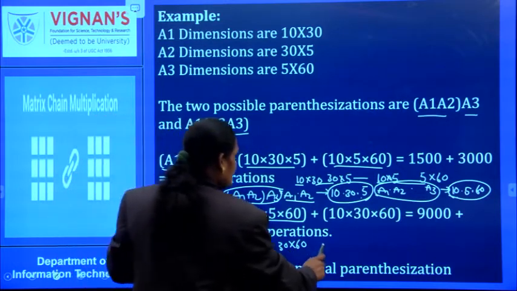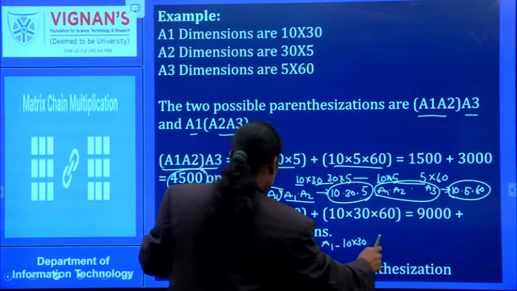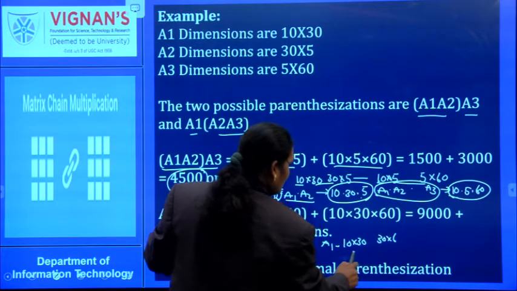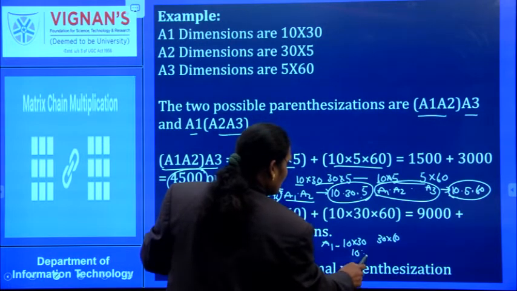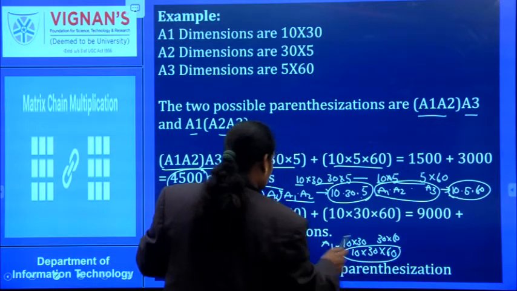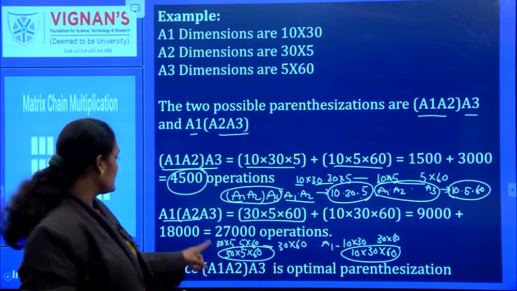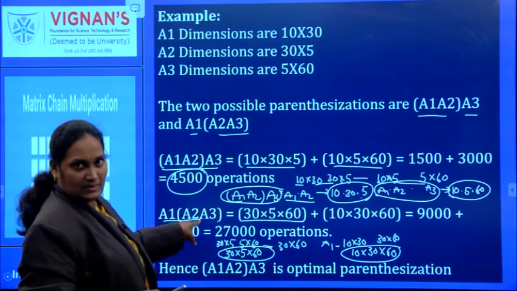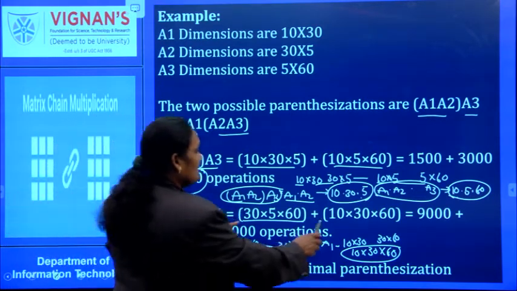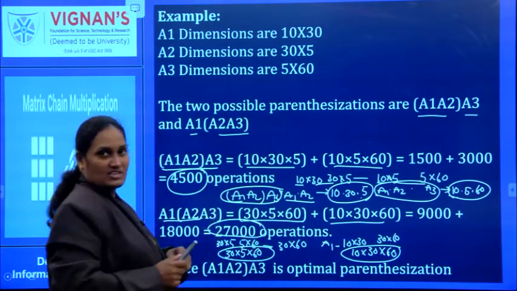And what is A1 size? A1 size is 10 by 30. And the resultant matrix size is 30 by 60. How many multiplications do we need? 10 into 30 into 60. By adding these two terms, we will get the total number of multiplications required. So by adding these two, we will get 27,000 operations.